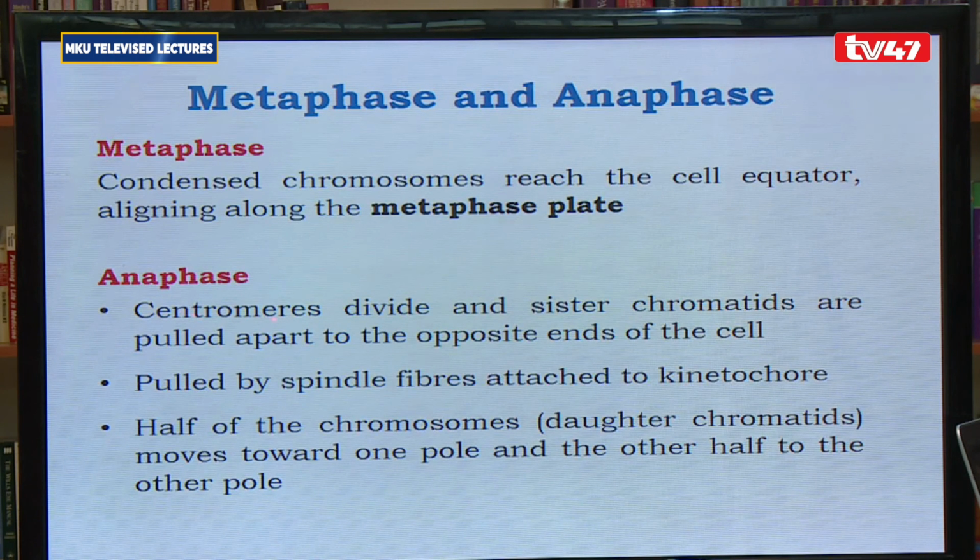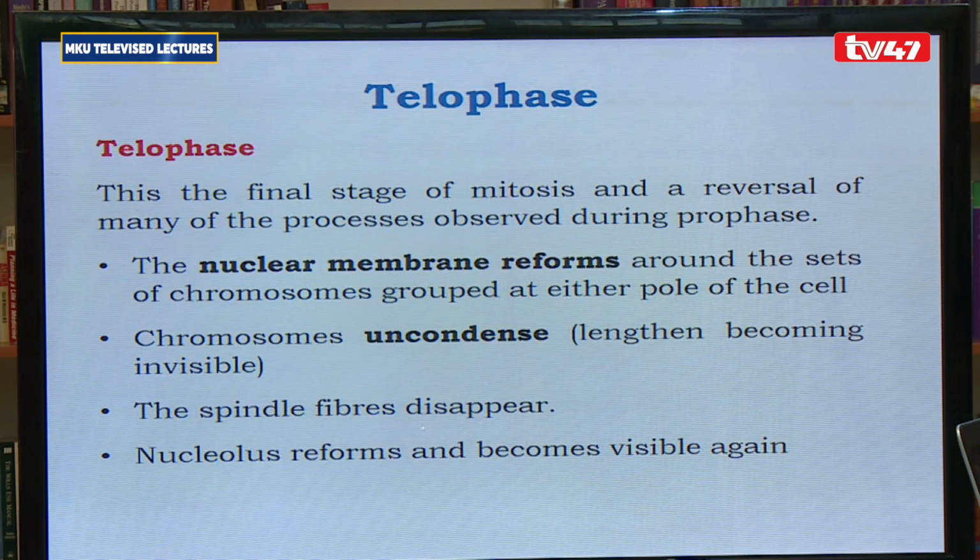Then we have anaphase, where the centromeres divide, the sister chromatids are pulled apart. They are pulled apart by the spindle fibers, which are attached to the kinetochore. And then half of the chromosomes move to one side of the cell, and another set moves to another side of the cell. Now, once that happens, as I'm going to show you in the diagram, we have now the final phase, which we call the telophase.